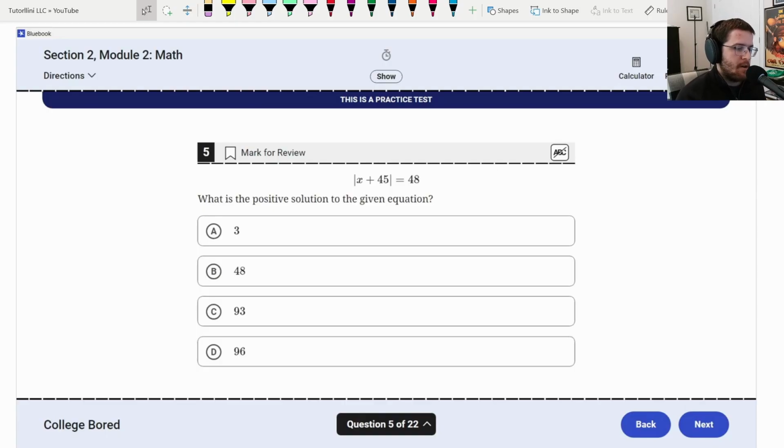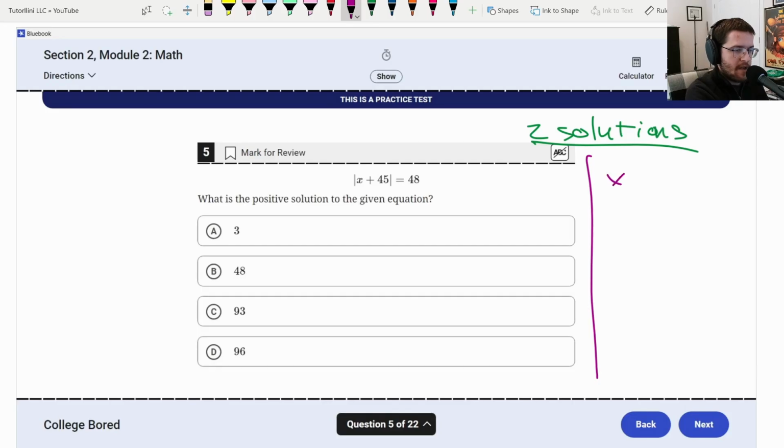Okay, so for this one, the absolute value is already isolated, and we have a positive number on the other side. So that means it has two solutions. So let's write that down. Two solutions. So we're going to write two equations.